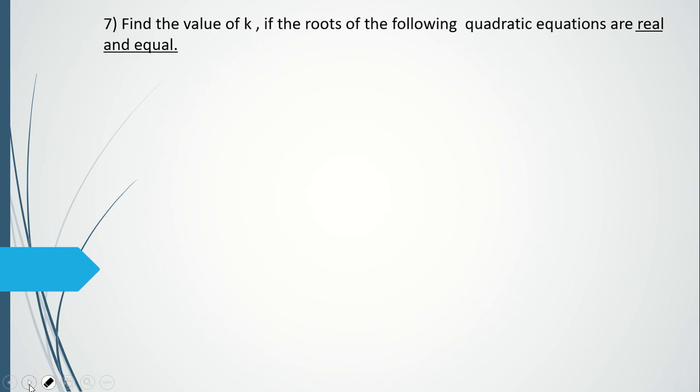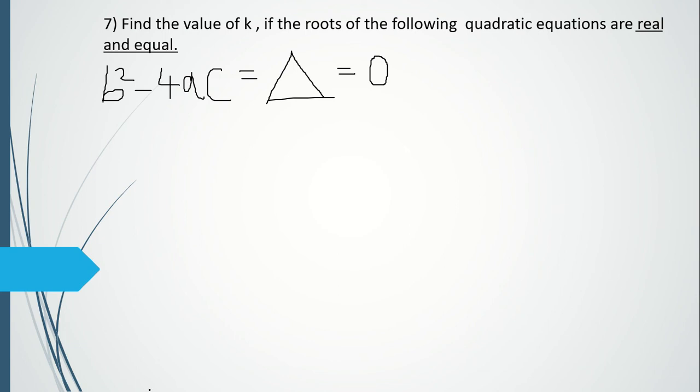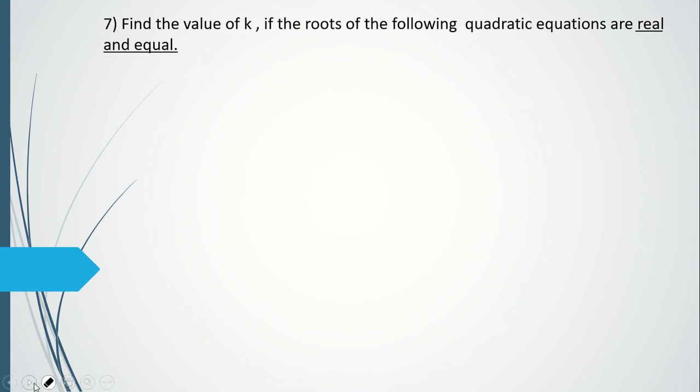We'll move to the next sum. Find the value of k if the roots of the following quadratic equations are real and equal. Now, what is the meaning of the words real and equal roots? You must understand, when the roots are real and equal, delta has to be 0. That means the value of b square minus 4ac has to be 0, because they have given that the roots are real and equal. It is already given in the question that delta is equal to 0 and you are asked to find out what is the value of k.